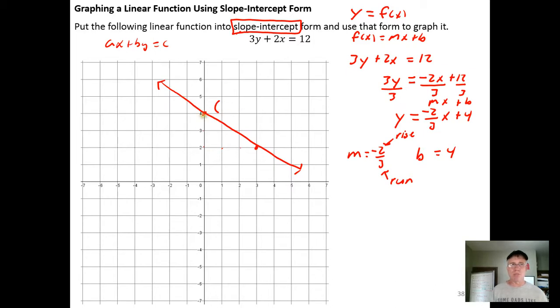So we want to label our points. So this is the point input 0, output 4. That's our y-intercept. This point right here is the point input 3, output 2. We want to make sure that our number lines have arrows on them. We want to make sure that our x and our y, or f of x, axes are labeled.